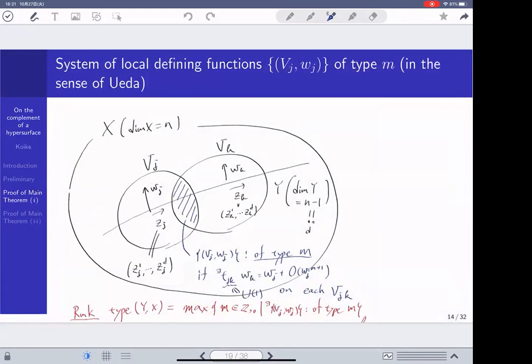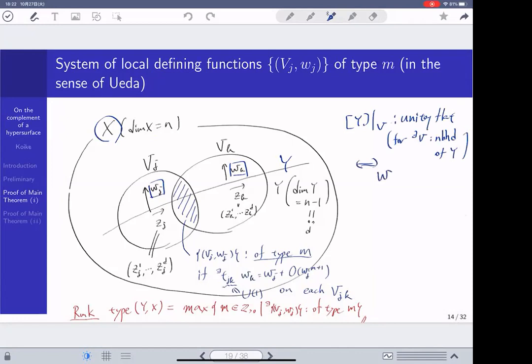Okay, so things are like this. Here's X and here's Y. Y is a hypersurface. And this one is a system of local defining functions, and this one is unitary flat for some neighborhood of Y if and only if Wj is equal to Tjk times Wk, actually.